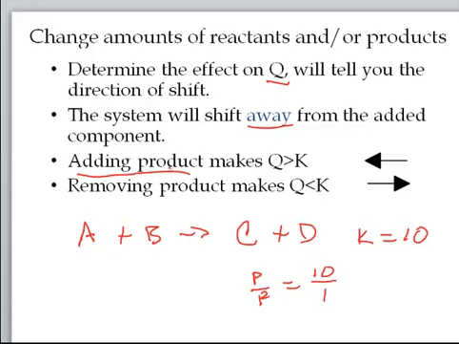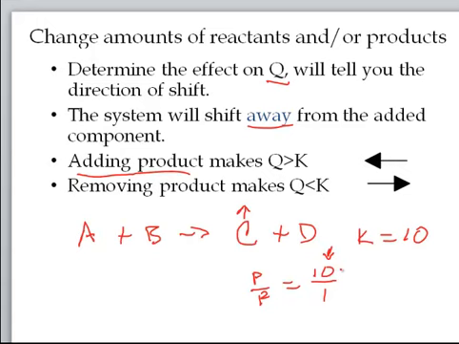Now imagine that I'm going to add more product, all right? So let's say I'm just going to increase C. I'm going to add it up. Now, we know that this system is at equilibrium when K equals 10. Now, I've just added stuff up here, right? I've added stuff to the numerator. What's going to happen to the system so that it can reestablish itself with a K value of 10?